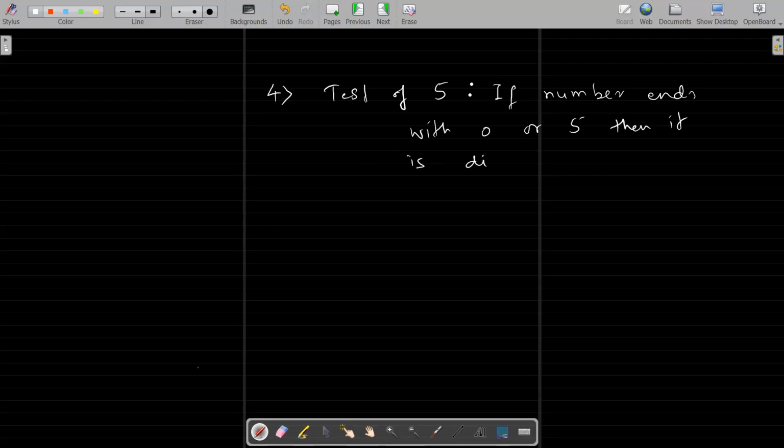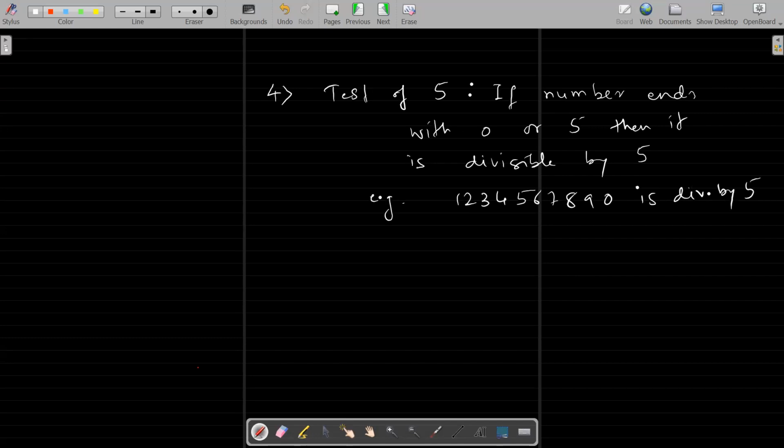And sir, can you tell for 6? Just a minute. For example, say 1, 2, 3, 4, 5, 6, 7, 8. Is it divisible by 5? No. But if I say 7, 8, 9, 0, is it divisible by 5? Yes.